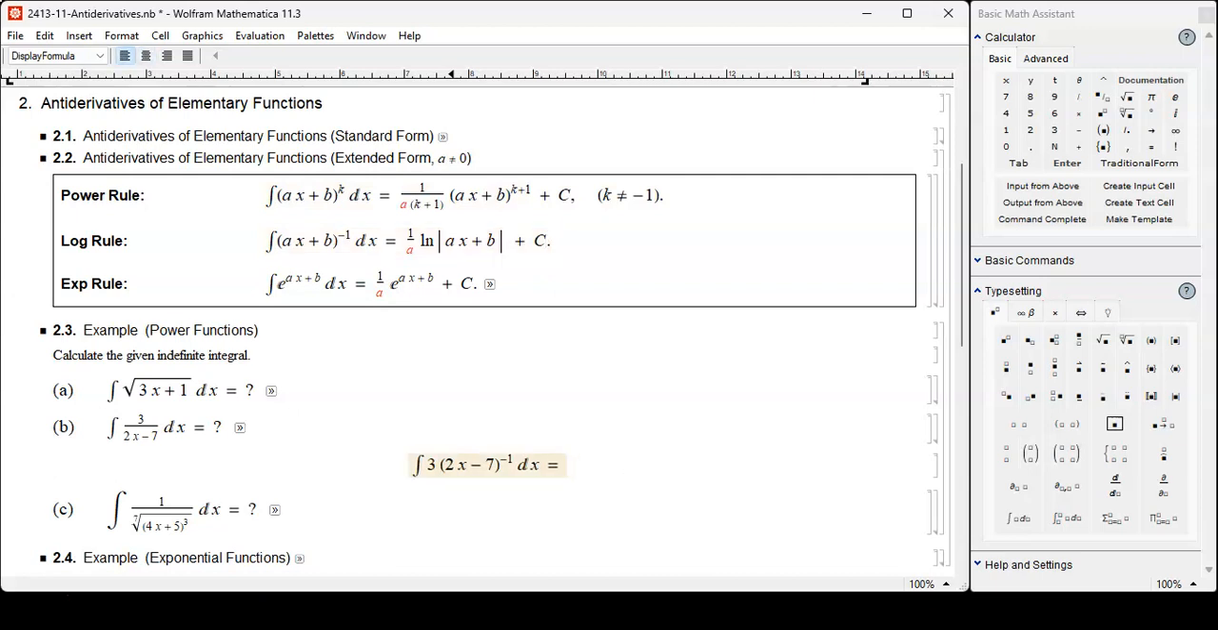So how do you work it out? 3 is the coefficient, log of 2x minus 7. But that's not sufficient. You have to undo this chain rule, so you have to divide by 2, and that'll complete the problem.